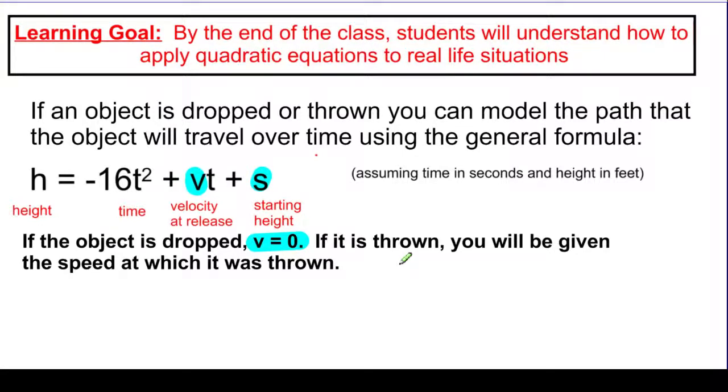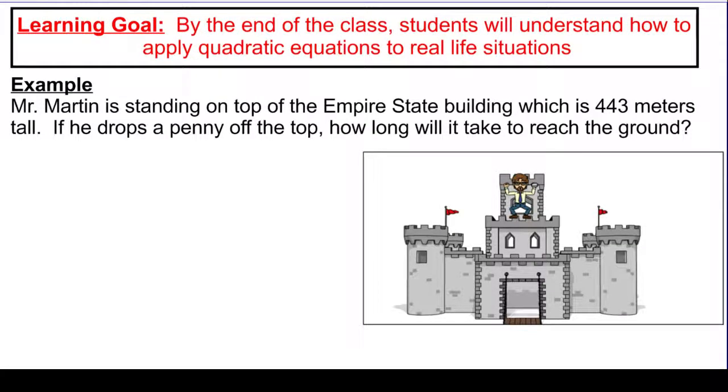Okay, so let's look at a problem, and this will make a lot of sense as we go. The first problem is saying I'm standing on top of the Empire State Building. The Empire State Building is 443 meters tall. Our units were in feet, so I'm just going to assume that this was feet. So we're going to plug in 443 for my starting height.